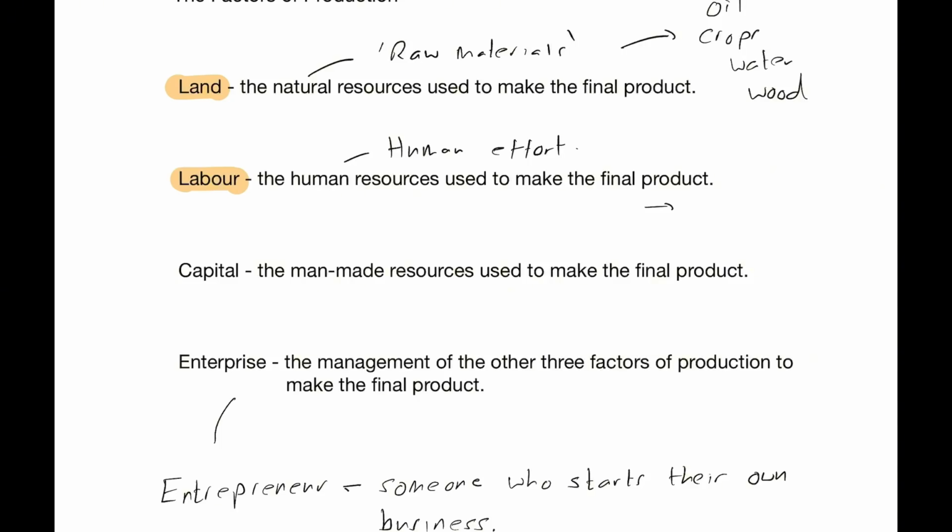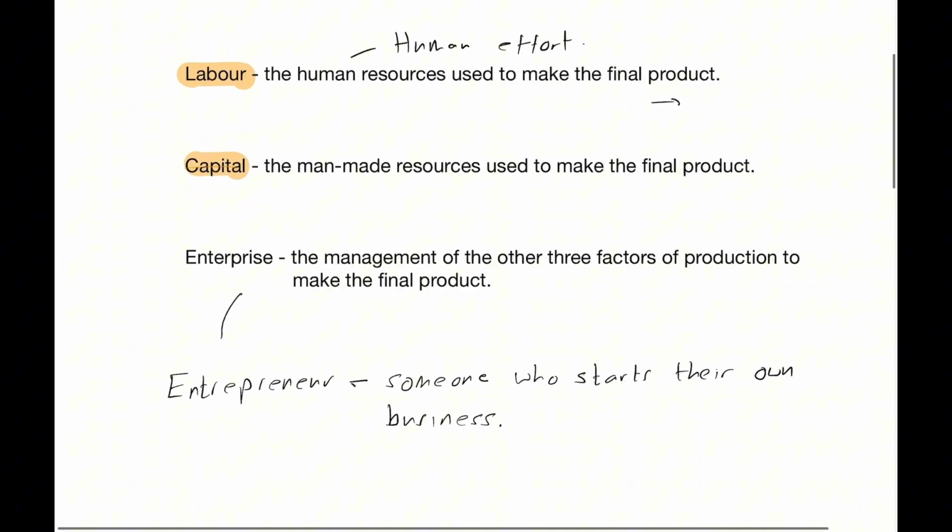Capital, the third factor of production, are the man-made resources which are used to make the final product. Okay, so these are resources that have been made. They're not natural. They've been manufactured. So for an example, it could be scissors, it could be a chair, it could be a table. Think about a restaurant. They use man-made resources such as tables, chairs, cash registers. In the kitchen they'll have fridges, etc., etc. Well, these are all man-made resources.